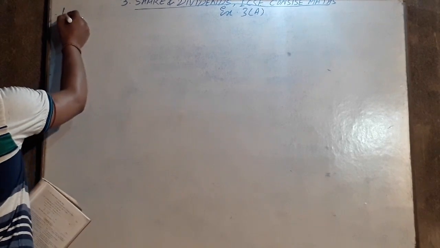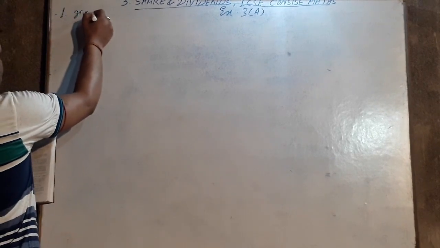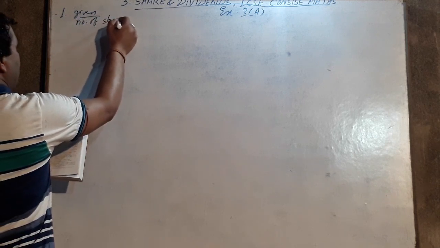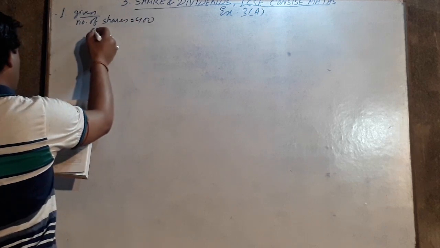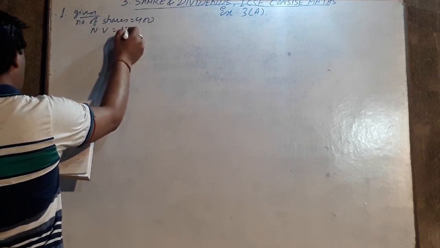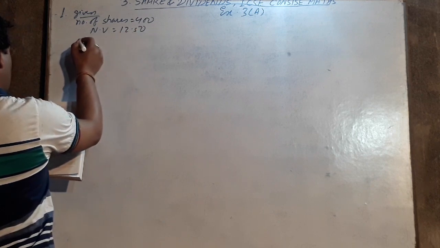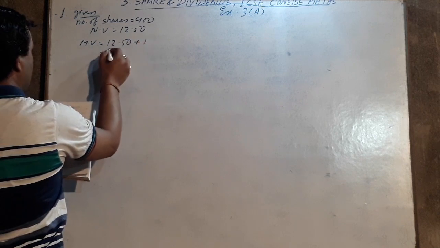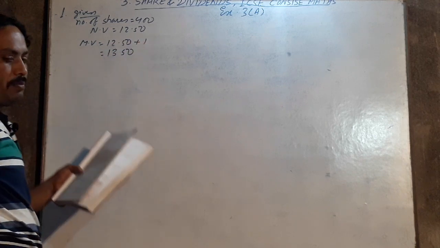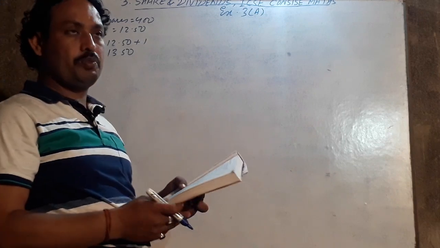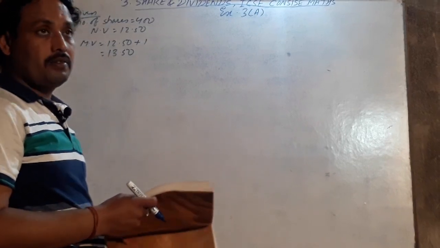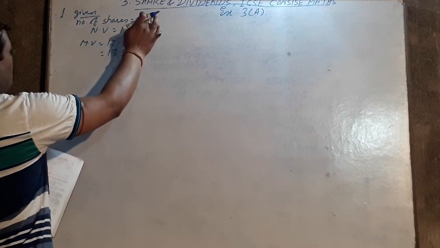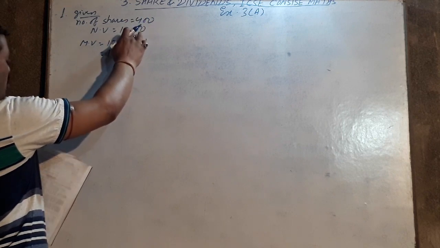So in the question, we will write given: number of shares is equal to 400, nominal value is given 12.50, market value will be 12.50 plus 1. Since it is at a premium, it means above the nominal value, and at a discount means below. So market value is given, number of shares is given, and nominal value is given.